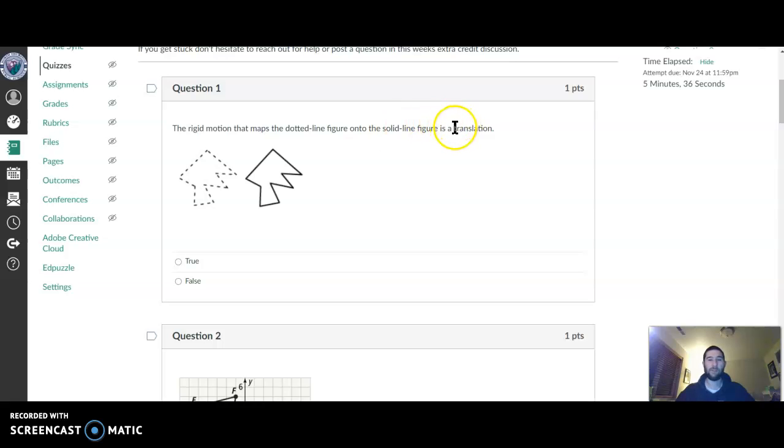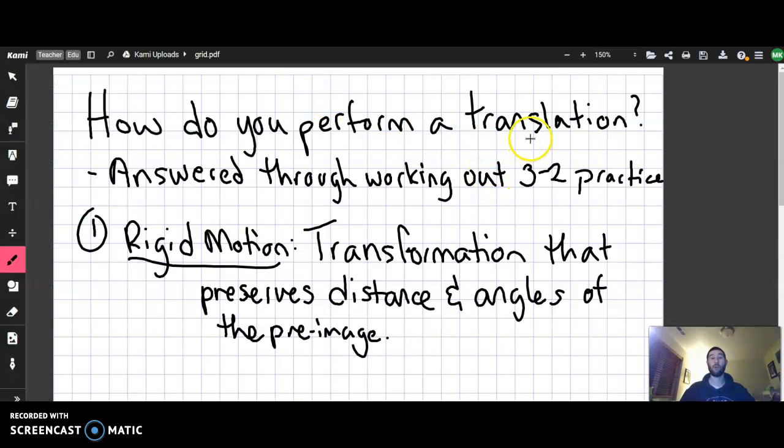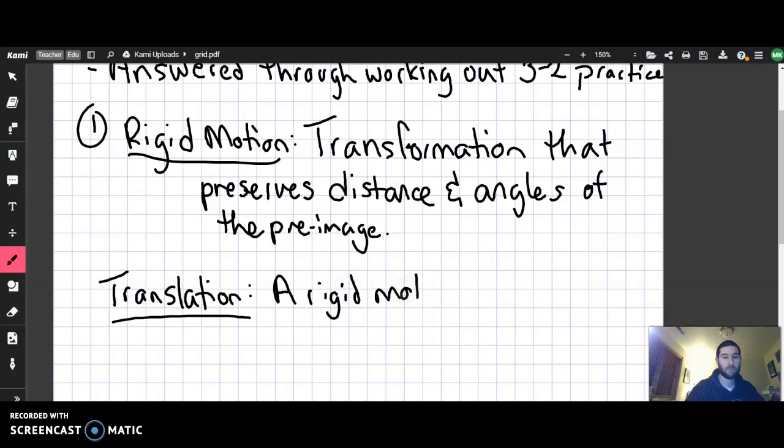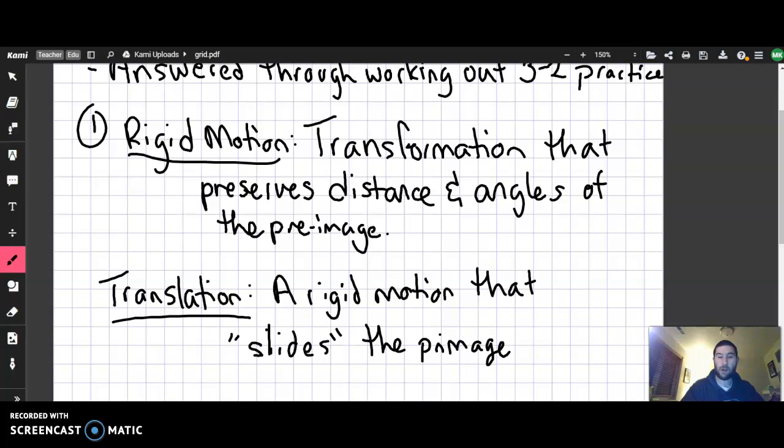So, last but not least is describing what a translation is. And that's what I was referencing earlier. In case you haven't heard already, what is a translation? A translation is a rigid motion that slides the pre-image along a vector.